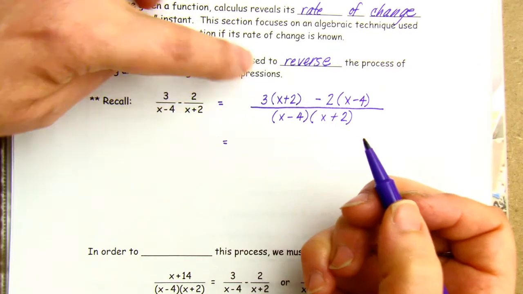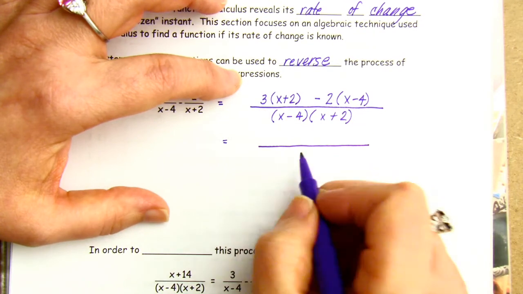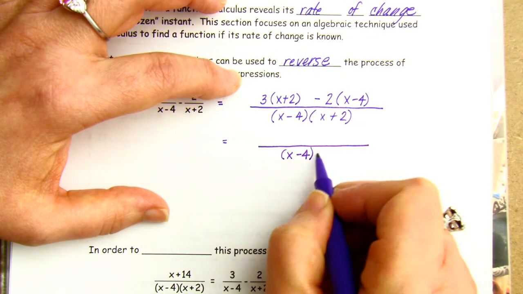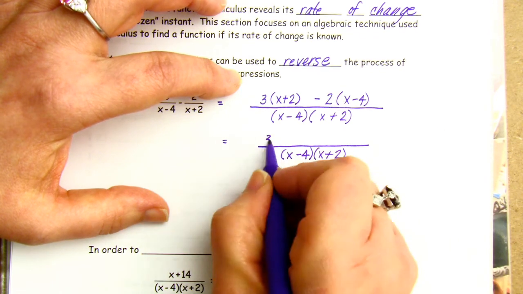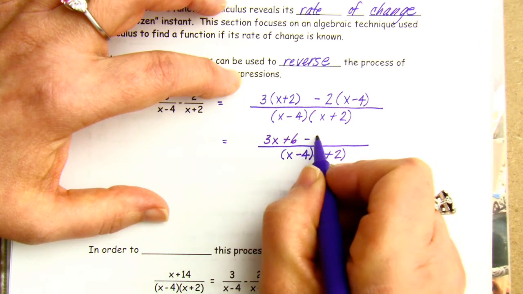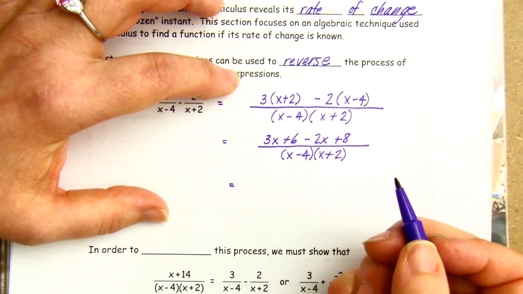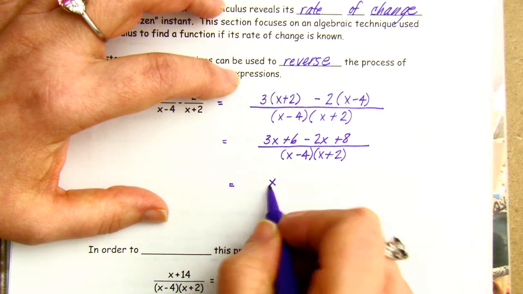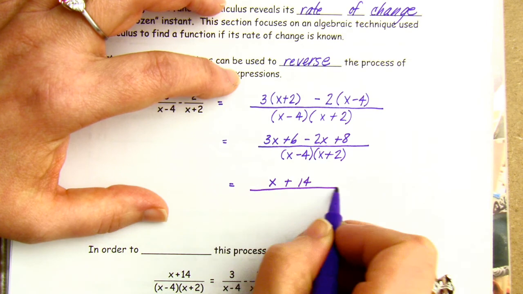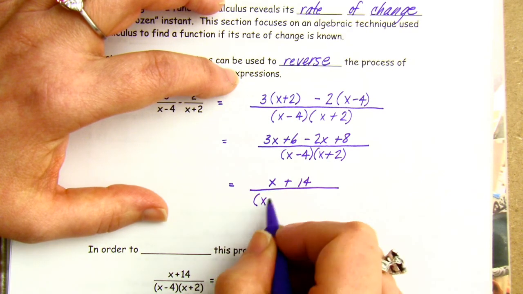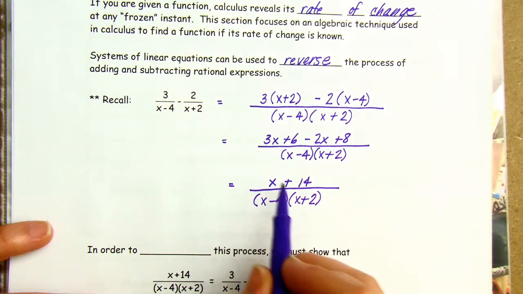We then found that we had to distribute to remove grouping symbols so that we can combine like terms. Denominator stays the same. So we get 3x plus 6. Subtract 2x, add 8. Combining like terms, 3x subtract 2x is 1x. 6 and 8 is 14. And that's prime. We can't factor anything out of there. And this is our final answer.